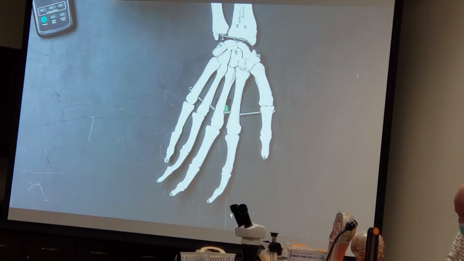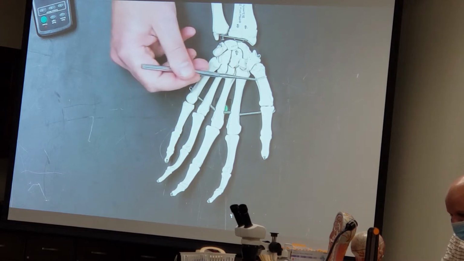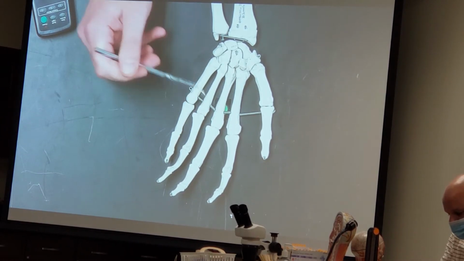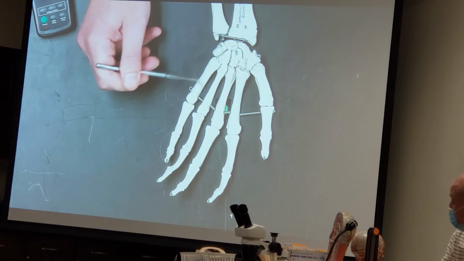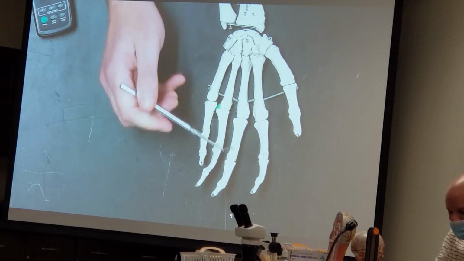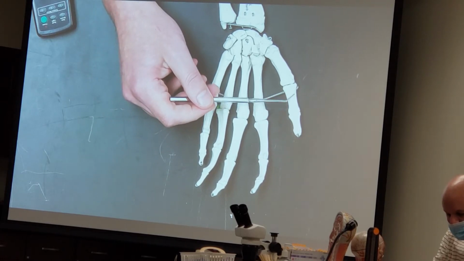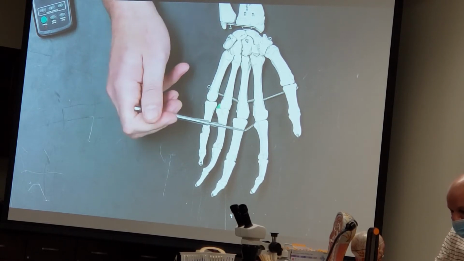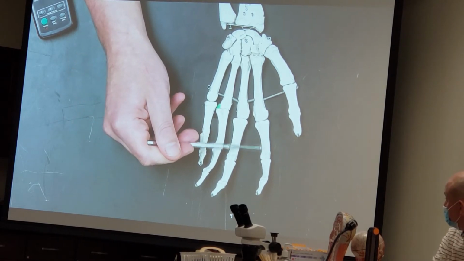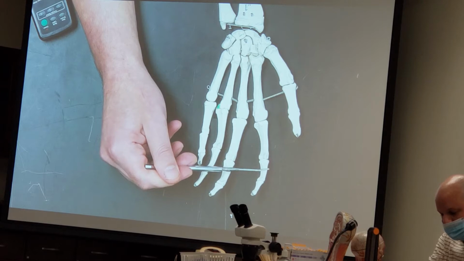These are the metacarpals. So metacarpal 1, 2, 3, 4, and 5. And then for the phalanges, for digit 1, there's just going to be a proximal and a distal. But for digits 2 through 5, there's going to be a proximal, a middle, and a distal.